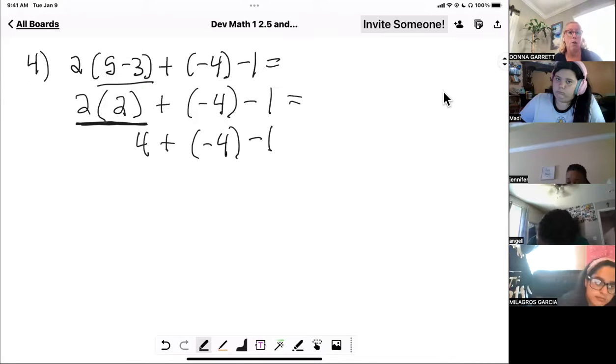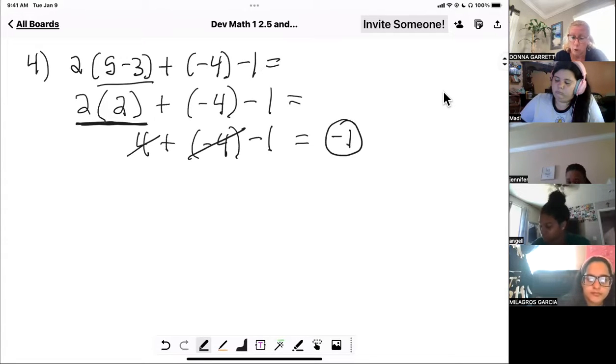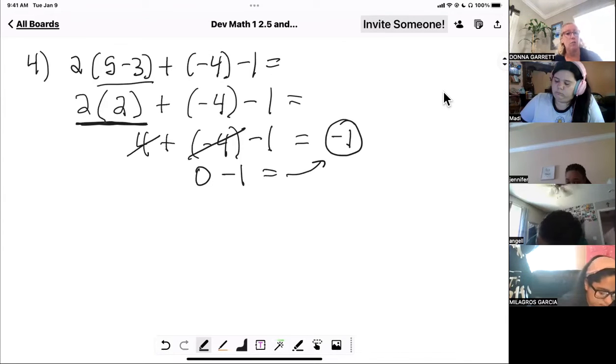So now all I have is adding and subtracting. Do that in order, whatever comes first. So 4 plus negative 4. Okay, so if we have 4 and we take negative 4 away, that's just 0. So I'm going to cross them out. I make 0. So my answer is just negative 1. You could also write 0 minus 1. Whichever way you like to do it. Some people like to cross them out. Some people just like to put 0.